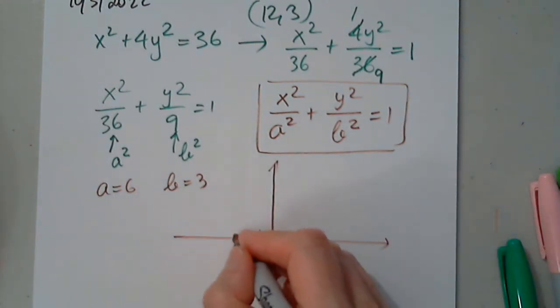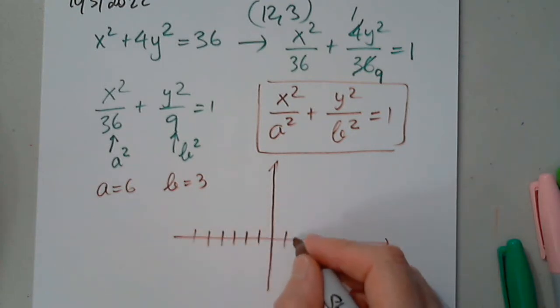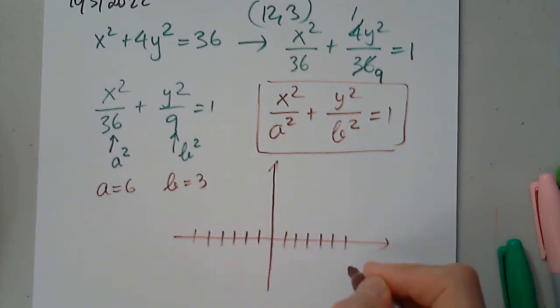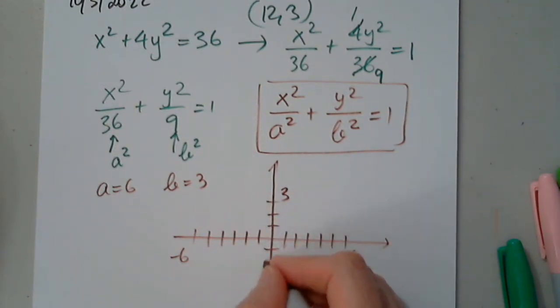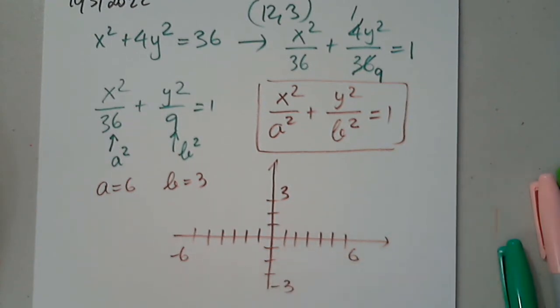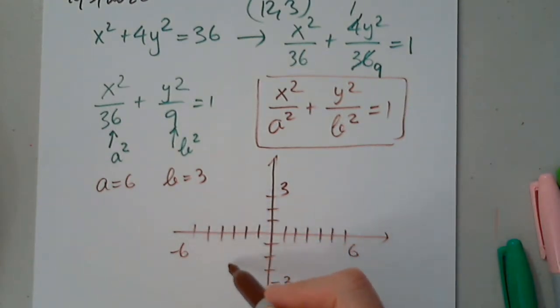6. 1, 2, 3, 4, 5, 6. So this is negative 6 and 6, and 3, 3. 1, 2, 3. So the ellipse has to go through these 4 points.